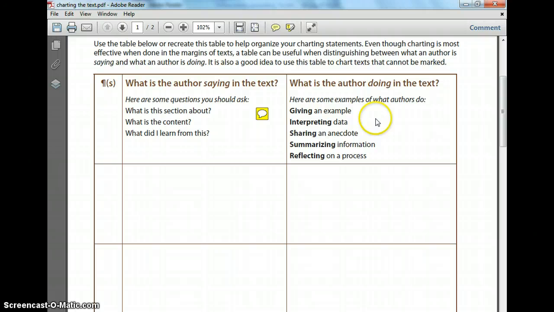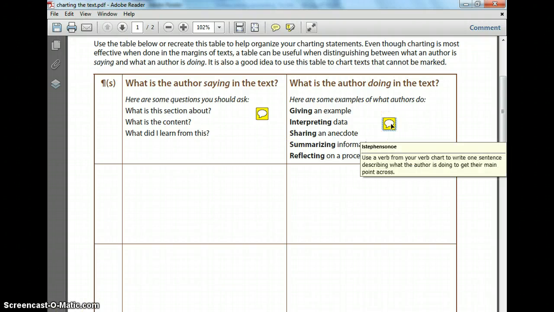So you're looking back here, this is the do. So you're using a verb from your verb chart to write one sentence describing what the author is doing to get their main point across. There's one sentence in each of these boxes. You're going to do the same directions for this entire column on the right for the doing portion.